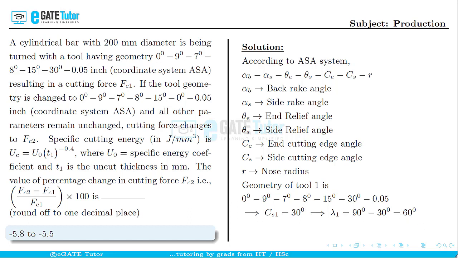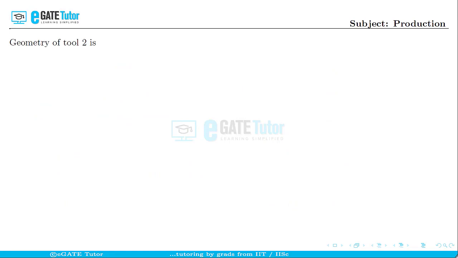Similarly, we have the geometry for tool 2 given in this way. Comparing this with the standard designation above, we get the side cutting edge angle for tool 2 as 0 degrees. Converting that into the orthogonal rake system gives the approach angle for the second case as 90 degrees.